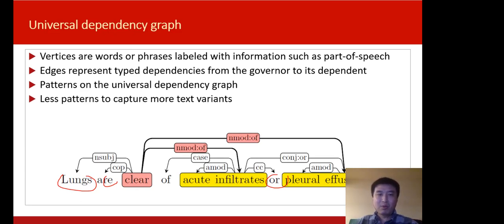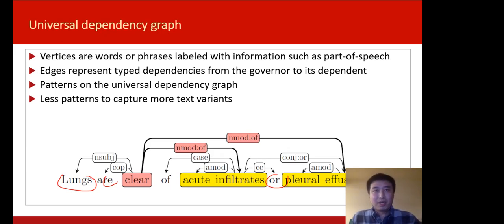From this example, we can also see the motivation for using a dependency graph rather than the surface text to do the distinguishing. By using the syntactic or semantic information, we can use fewer patterns to capture more text variations that cannot be captured using only the text surface with regular expressions. In this example, we only need one pattern, clear of something, and that pattern can be applied simultaneously to two phrases in this sentence to do the detection.